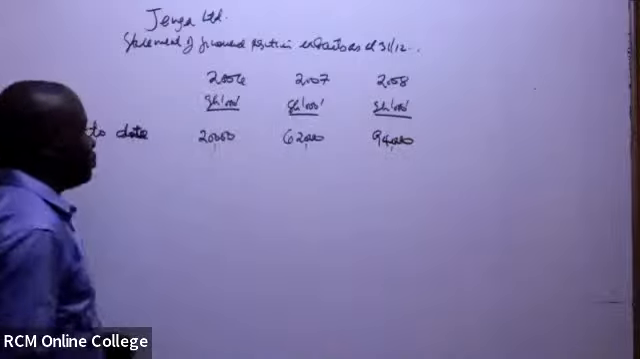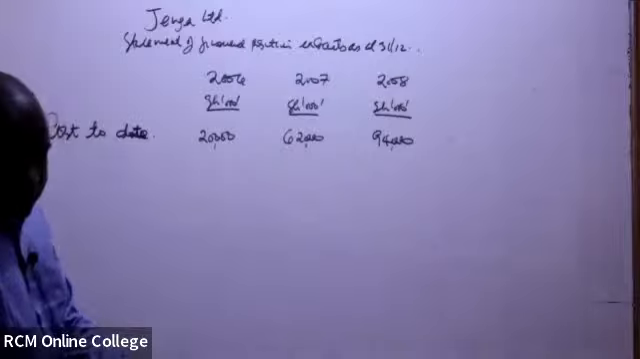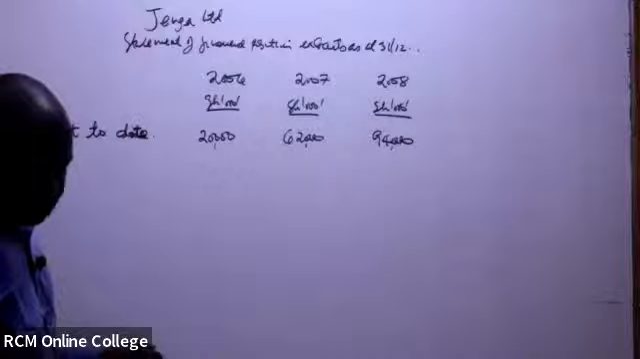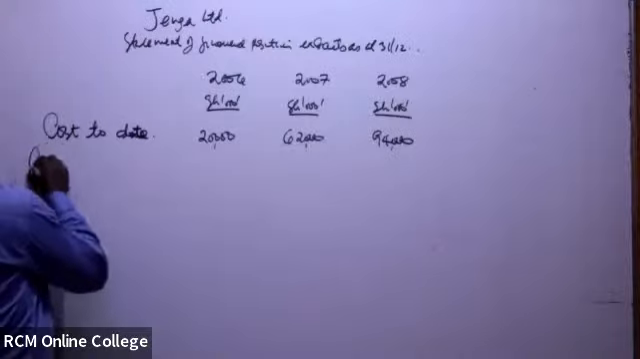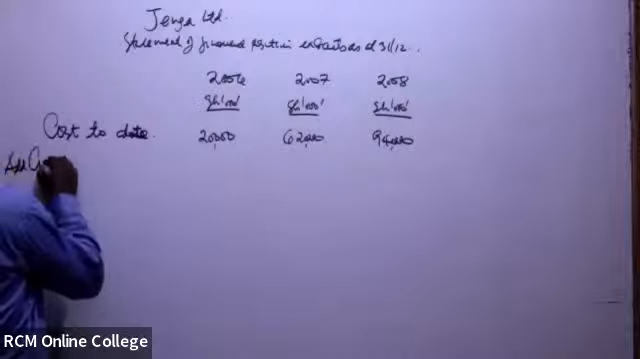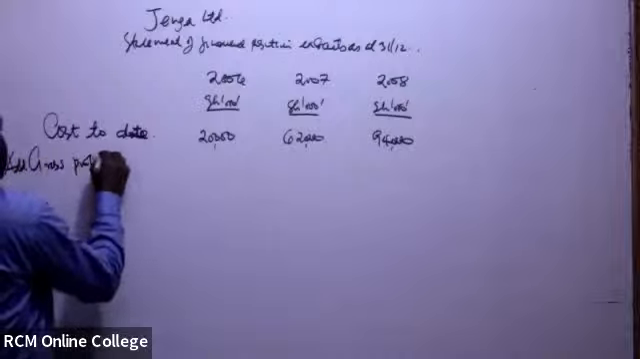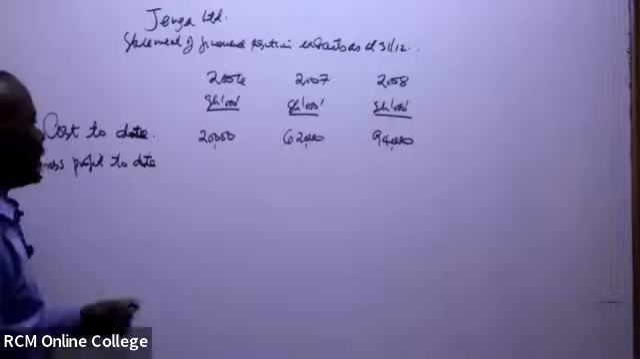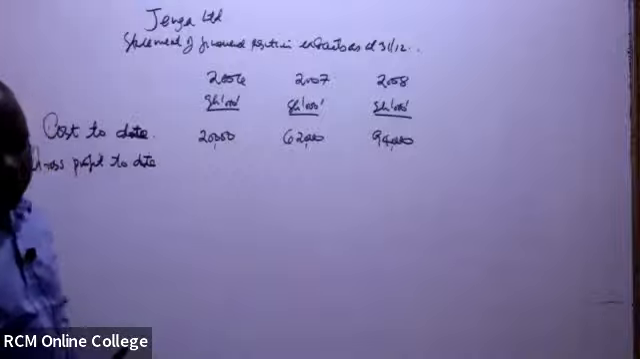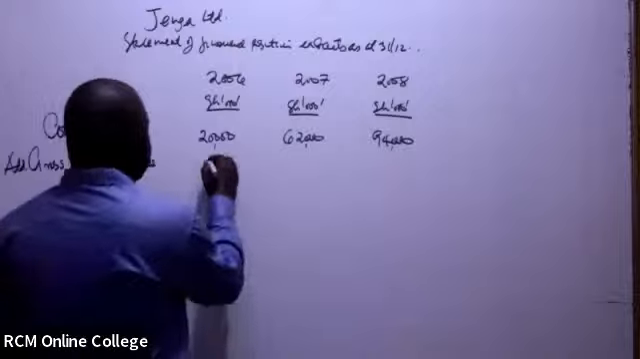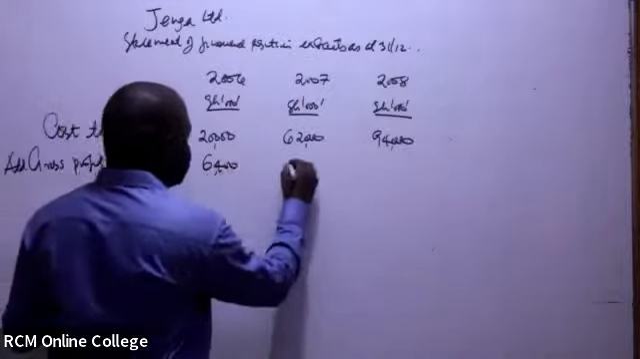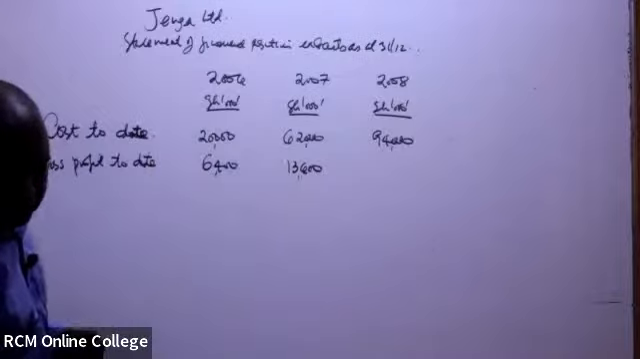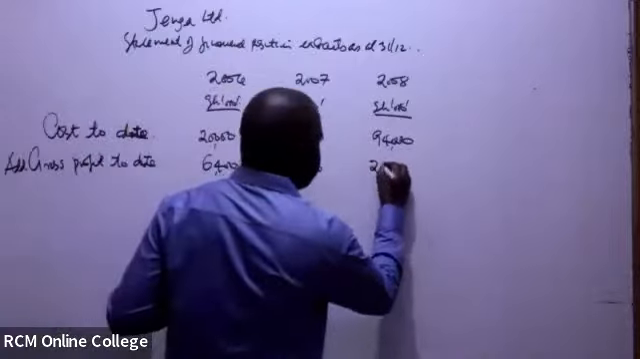Then we said you'll likely have to add the gross profit realized to date. This is basically the gross profit that has actually been realized in each and every year in the income statement. If you look at the first year, it was 6.4, that is 6,400,000. Then 13,600, and then the other one was 26 million.